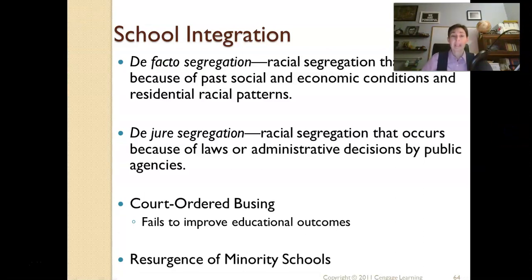Okay, so now let's talk about integration, right? There are 2 types of segregation. There's de facto segregation, and there's de jure segregation. De facto exists because of social and economic conditions, all right, and residential racial patterns. So this is a social, cultural context here. De jure segregation is legal segregation. These are things that stem from government.